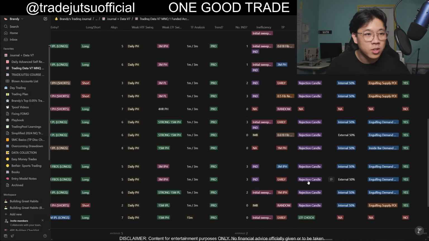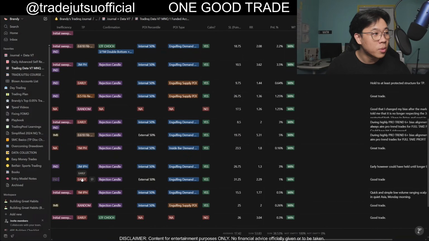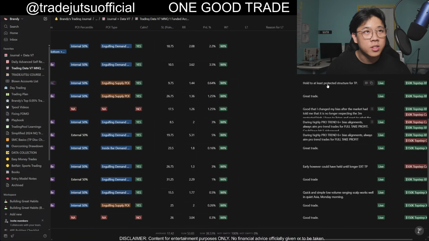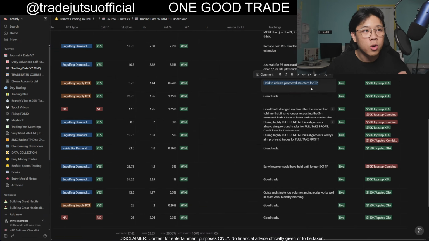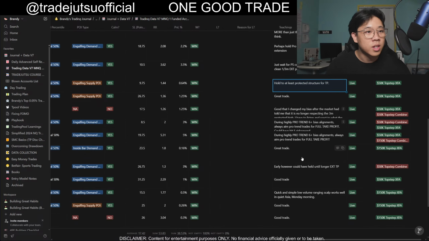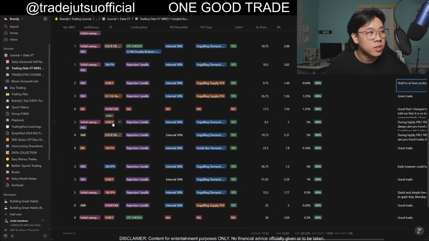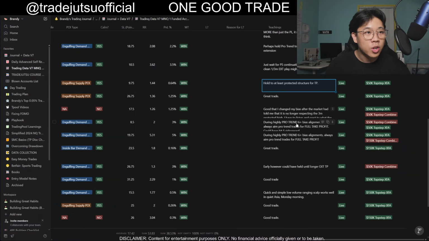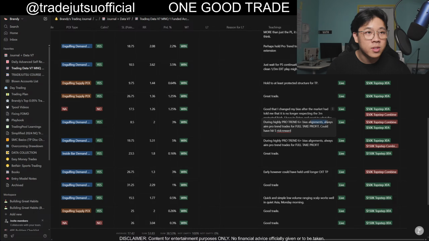So if I have a look at these early ones, so this early one here, let's have a look at the notes. The learning that I have in this is hold to at least protect the structure for TP, okay? That was another one. Let's see what else. The other early one said this one here: during highly pro trend +6 bias alignments, always aim pro trend trades for full take profit. Could have hit 5 risk to reward.